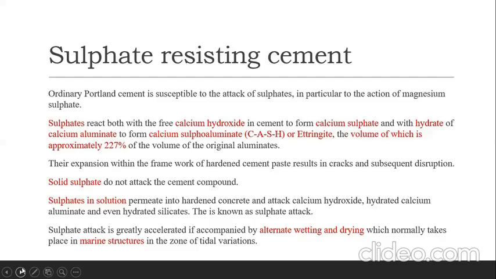So most probably this type of cement is used in offshore areas also, where your structure is being subjected to alternate wetting and drying conditions, as well as where the presence of salts from the marine environment will tend to attack.